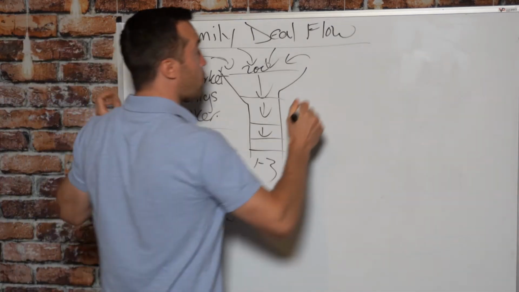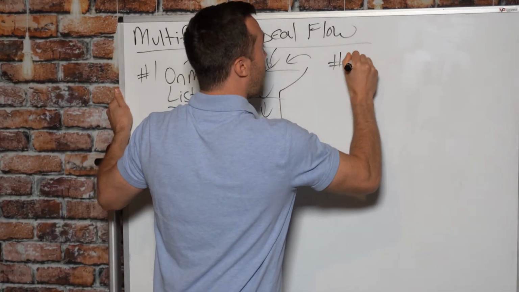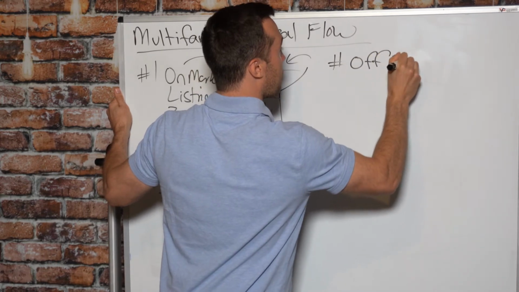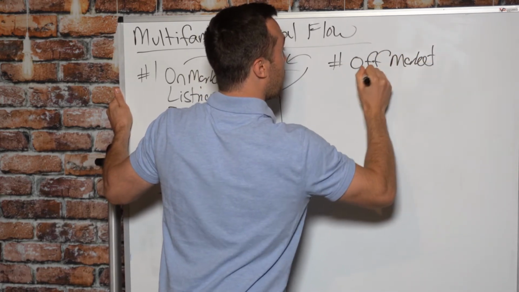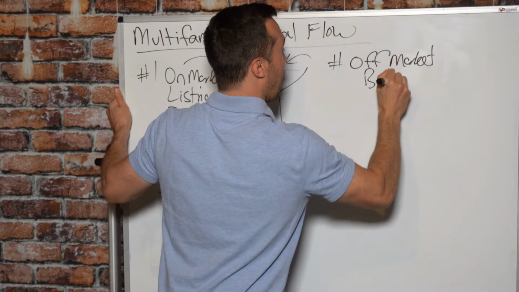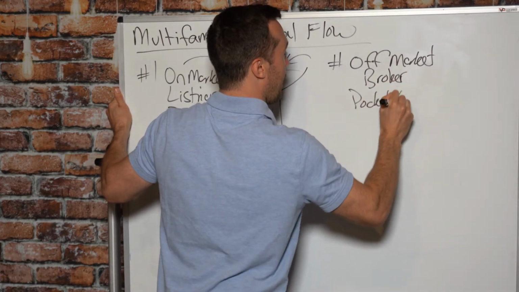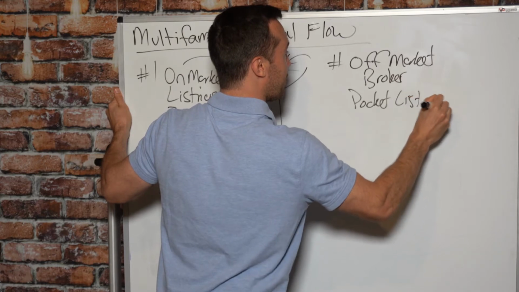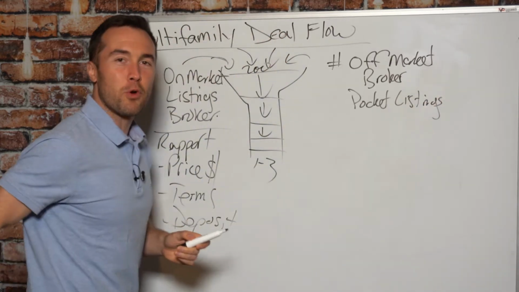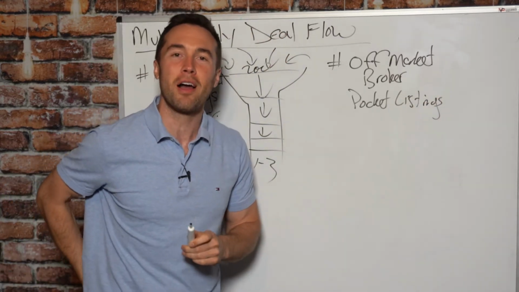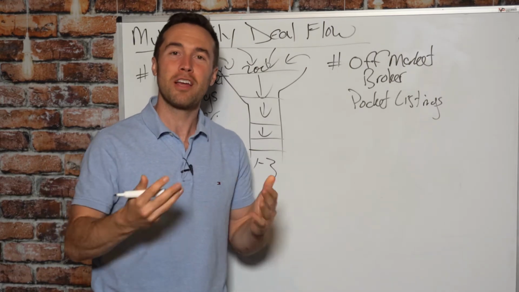Deal flow source number 2 is off-market listings, but with a broker. And these are also called pocket listings. If you're not familiar with the term pocket listings, it's almost like the broker has them always in the back of their pocket that they can pull out if they're talking with the right buyer.